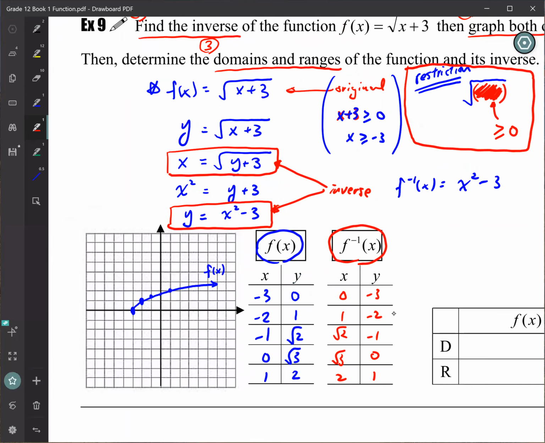0, -3 will be down here. 1, -2. Root 2 and -1. Root 2 is 1 point something. Root 3 will be 0. 2 will be 1. 2 will be here. So this is going upwards, kind of like a parabola. So this red one is the inverse.